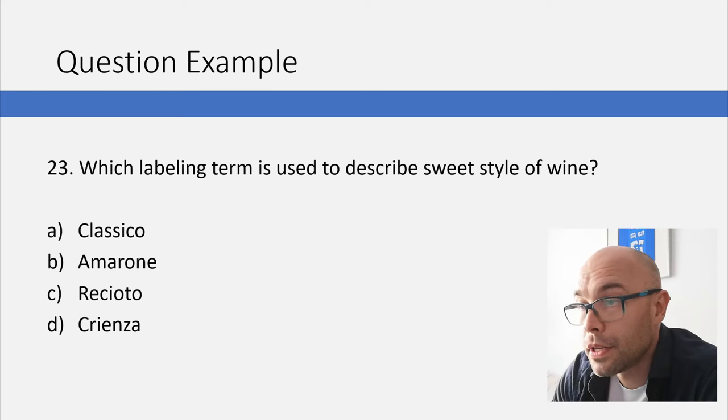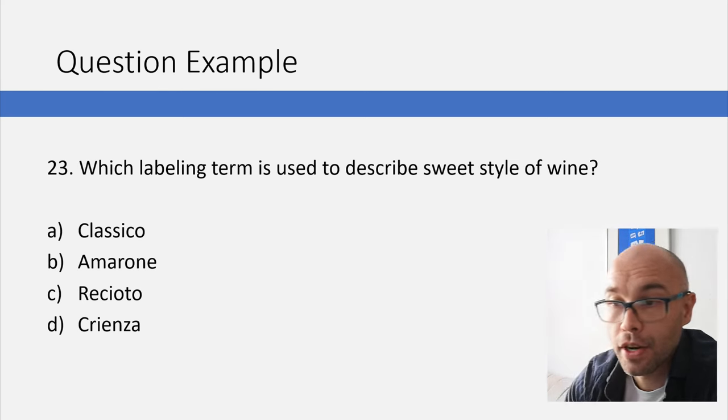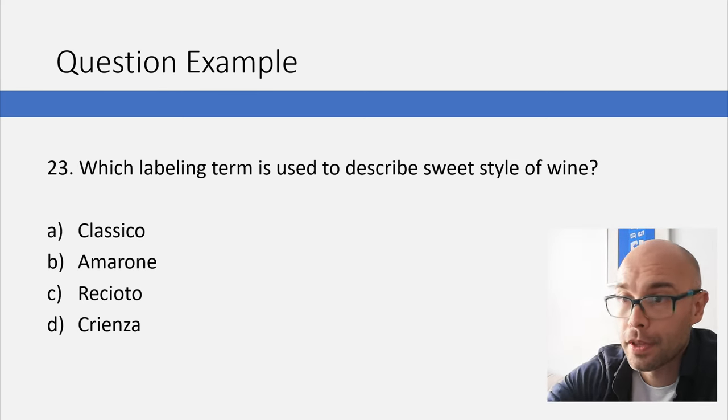Which labeling term is used to describe a sweet style of wine? Classico, Amarone, Recioto, Crianza. The correct answer is C, Recioto.